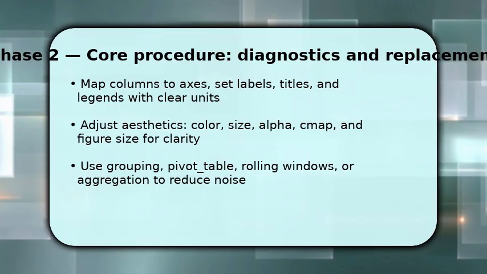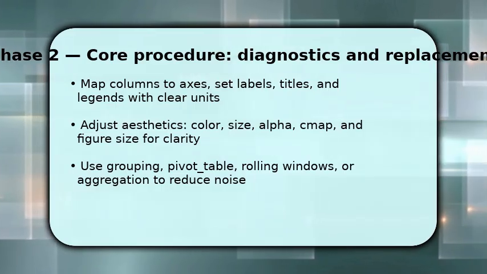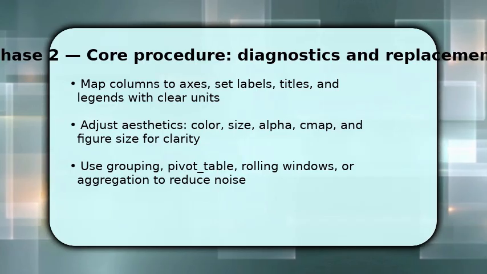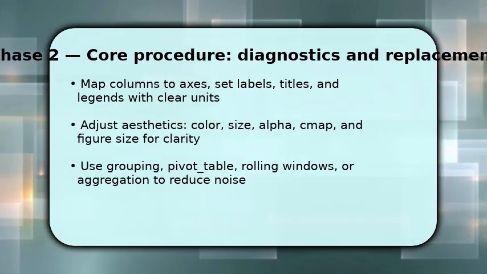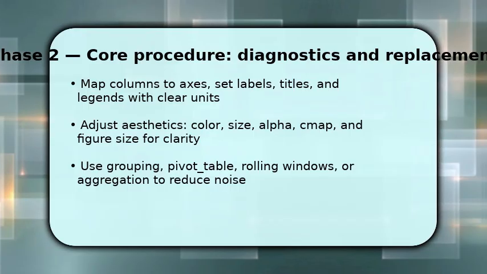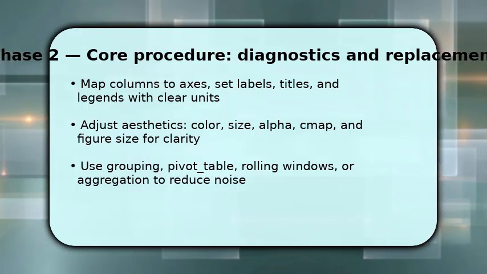When data is noisy, group by categories, use pivot table or rolling windows, and aggregate with mean or median. These choices improve readability and ensure viewers see the real pattern without clutter.